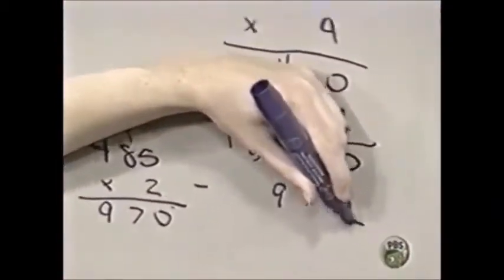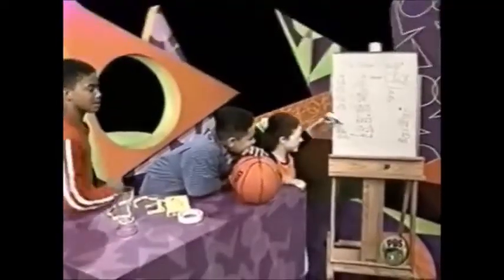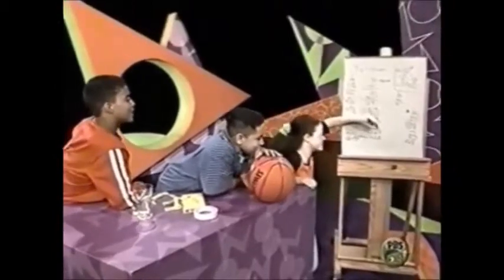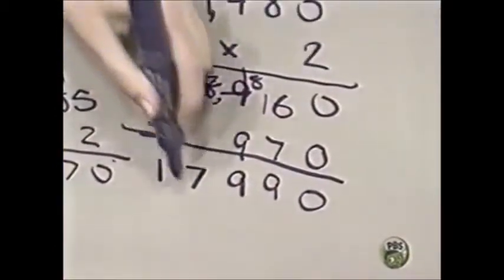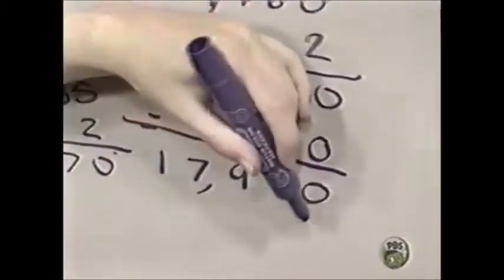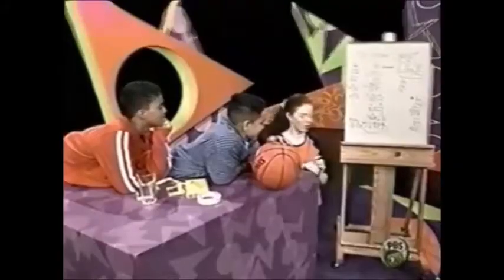970 dots are missing. Okay, 0 minus 0 is 0. 7 minus 0 is 7. And 1... 17,990. That's our guessed amount on how many are on this.